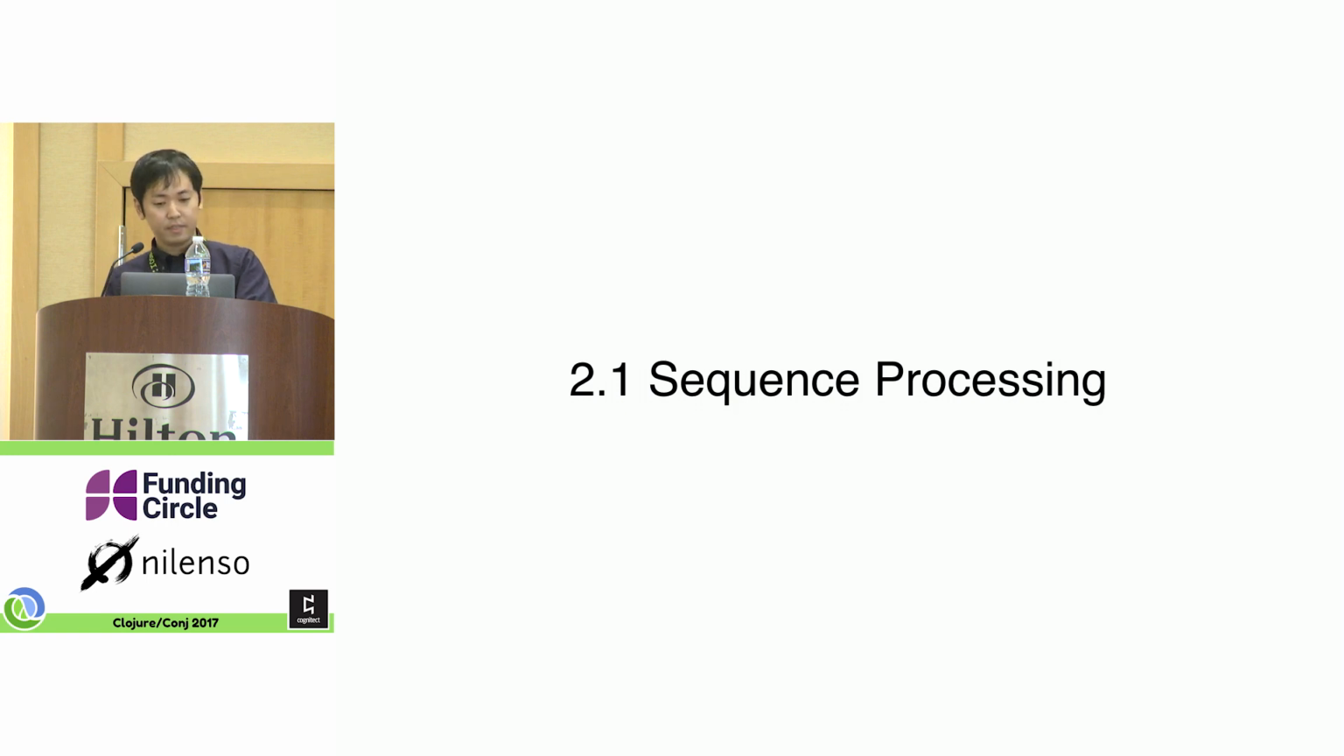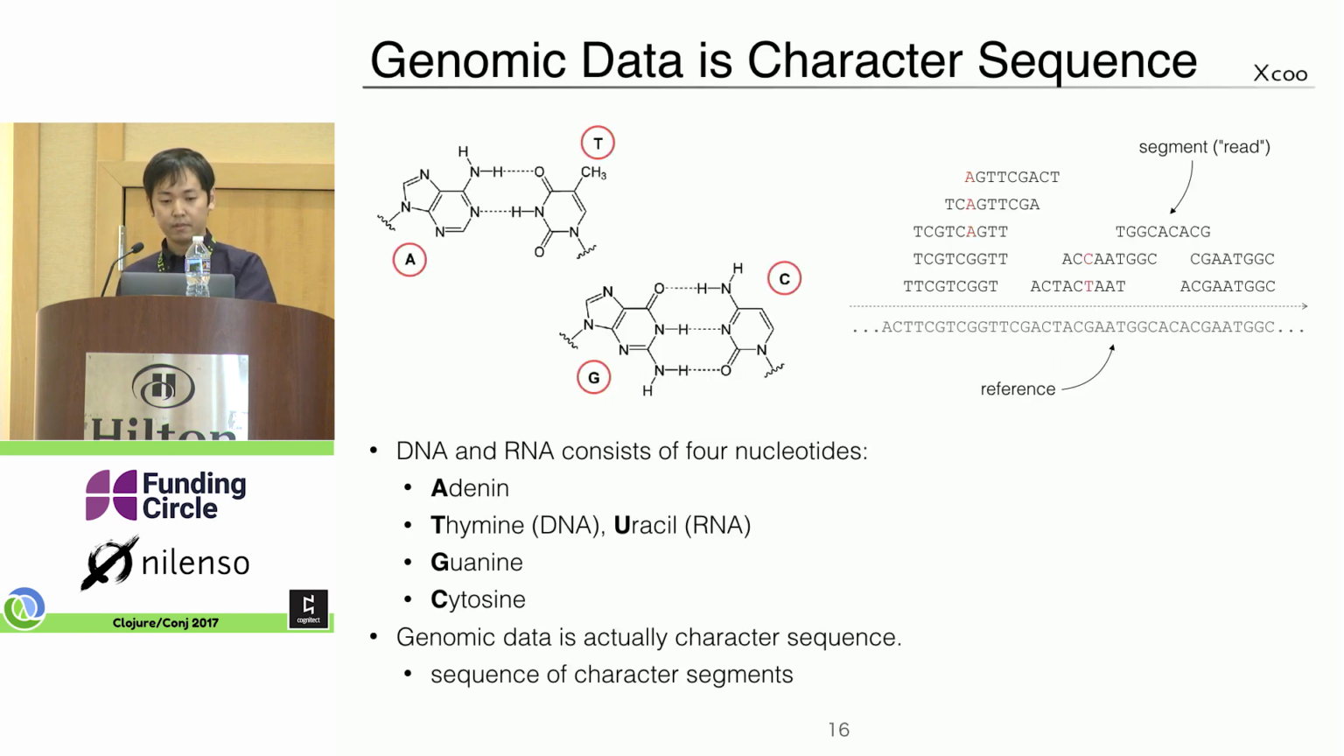Well, I explained sequence processing. So why is sequence processing important in genomic analysis? That is because genomic data is actually a character sequence.